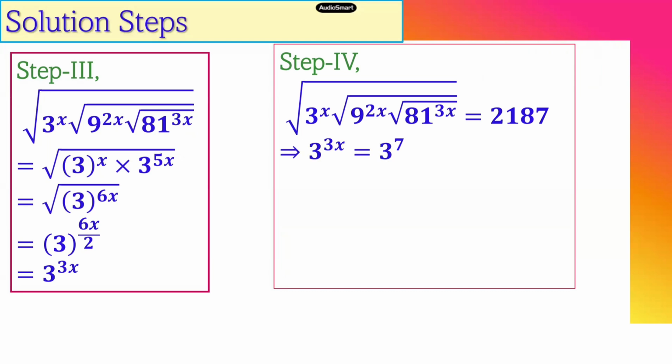Which implies 3 to the power 3x is equal to 3 to the power 7. So in the first slide, we gave this calculation that 3 to the power 7 is 2187. So therefore, whenever the base is the same, this is another basic rule required: if 3 to the power m equals 3 to the power n, then m is equal to n. So this will give you 3x equal to 7, and then finally, x is equal to 7 over 3. So this is the final answer.